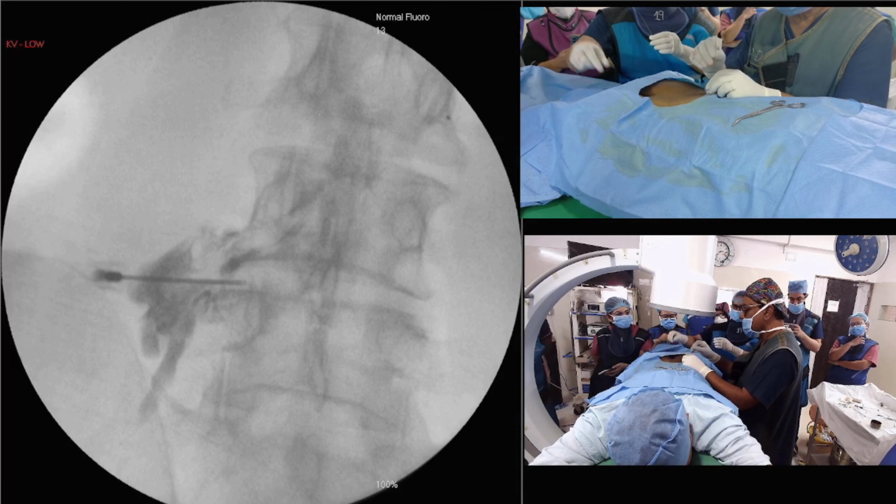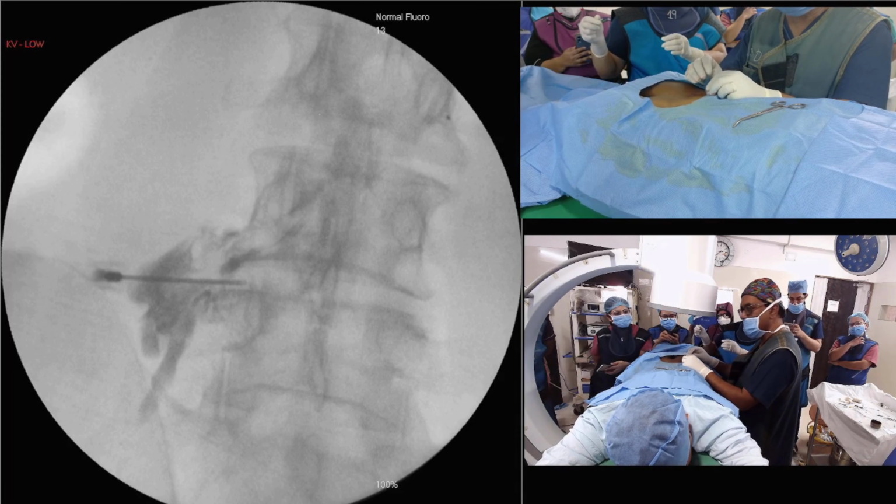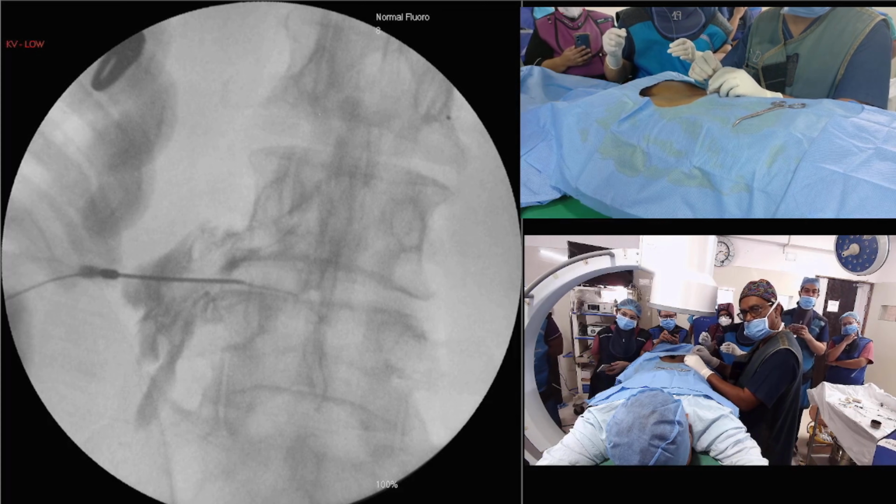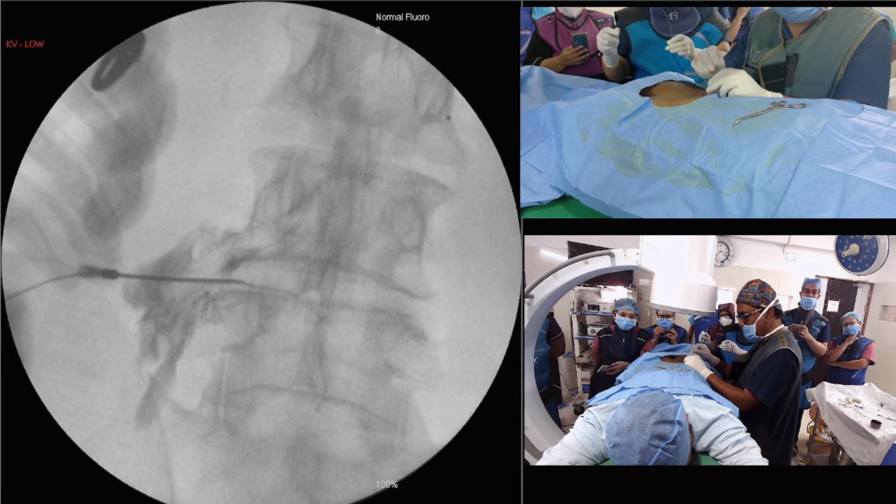So we'll be going lower side. But that I cannot reach. Yes, sir. But I'm just trying to move my distal side little down.